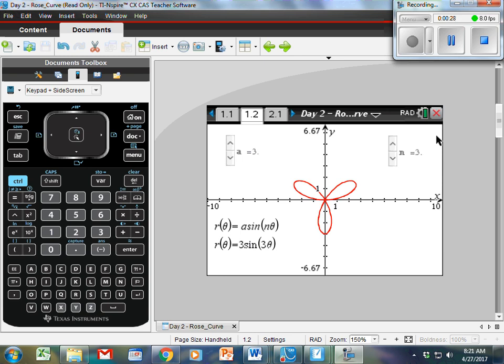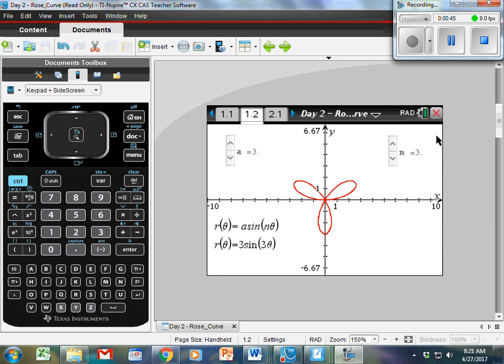There's something inside the angle, right? So let's see what that does to a graph. All right? If n equals 1 in this situation here, we would have what kind of a graph? A circle, right? We discovered that the last time we were together.